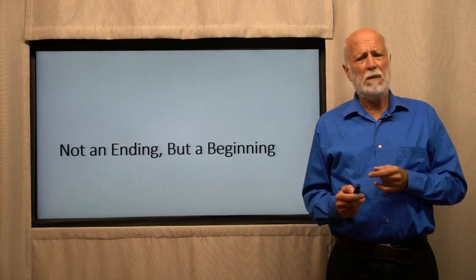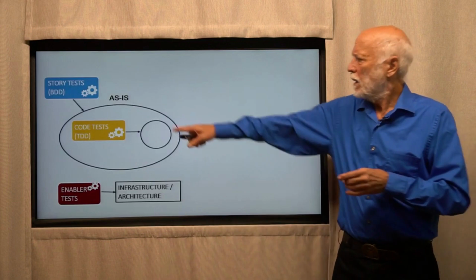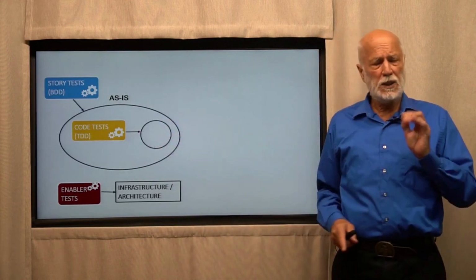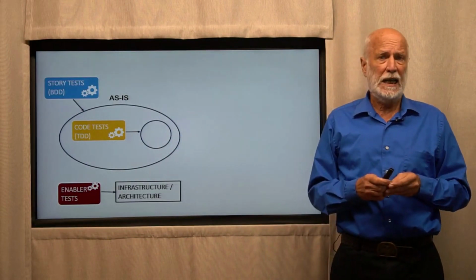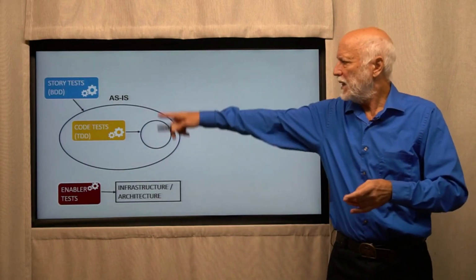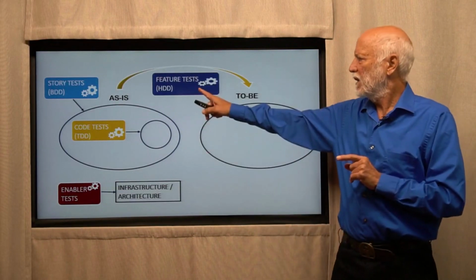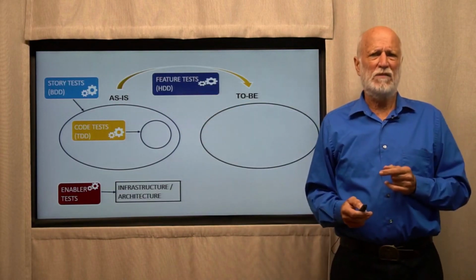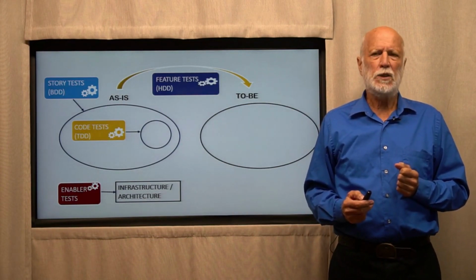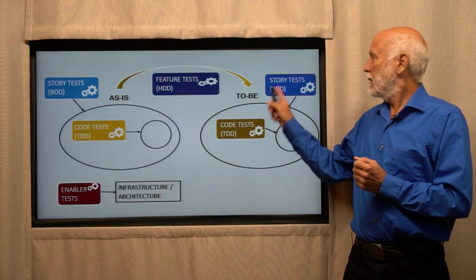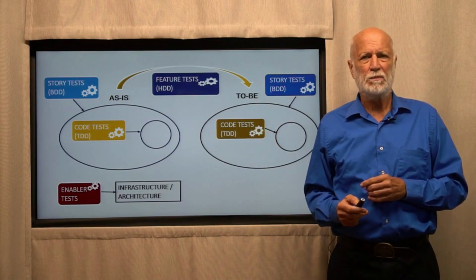So this is not an ending, but a beginning. What have we shown here? Well, we've got our code test for the inside and our story test for the external test for the outside that we developed with BDD and TDD. And those feature tests, the hypothesis-driven development, are our customers using that actual feature?